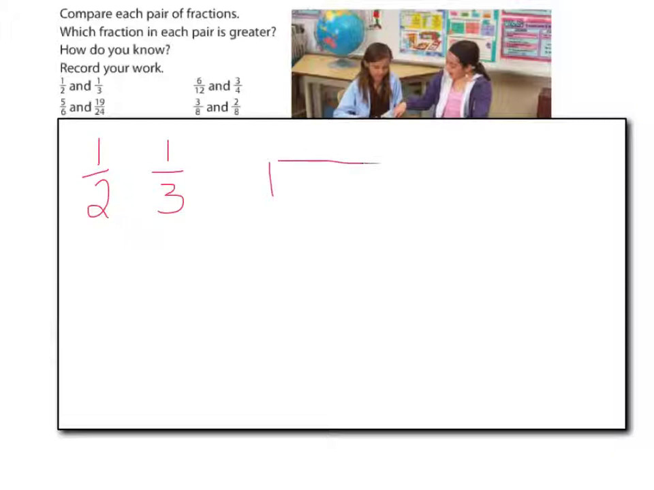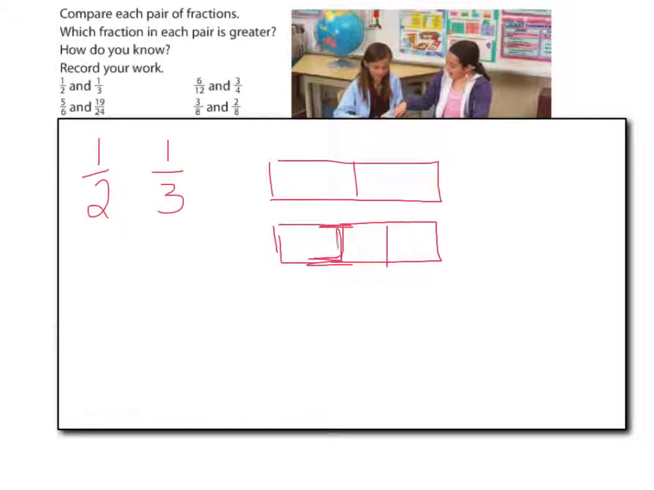So we need to create two number strips that are the same length. Okay. One needs to be divided in 2 pieces. One needs to be divided in 3 equal pieces. Oh, not so equal. Let me fix that. Okay, a little bit more equal. And I would shade in 1, and I would shade in 1, and I could see that 1/2 is the larger of those two fractions.